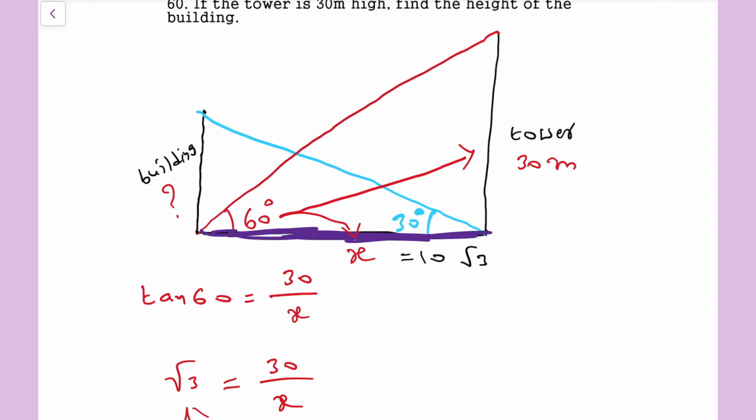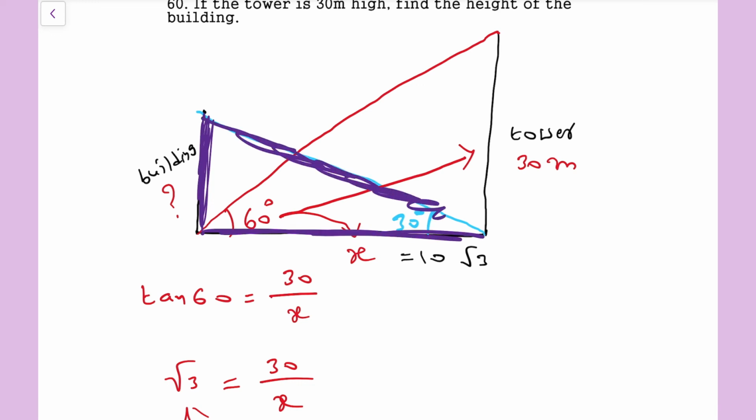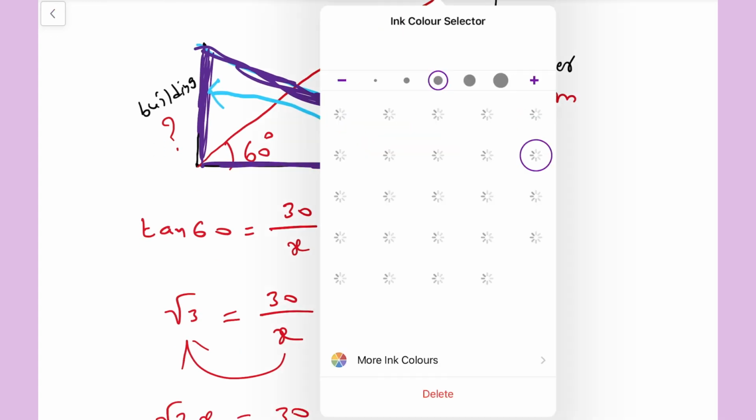Okay, now coming to the other triangle. Let us focus on the second triangle only now, that is the smaller triangle. This one, this, this and this. Yes, got it. Now for this smaller triangle, if you observe clearly, for this angle, the building height will become opposite and this x will become adjacent. So we need to apply tan 30, correct.